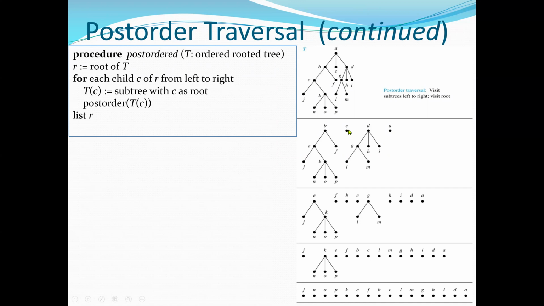Then the next will be C. Then we go down to L. Then after L, we have the same level with M. So L, M, then we go through G. G has the same level as H and I. So we go through H and I. Then we go through D. Then we go through the root last, which is A.